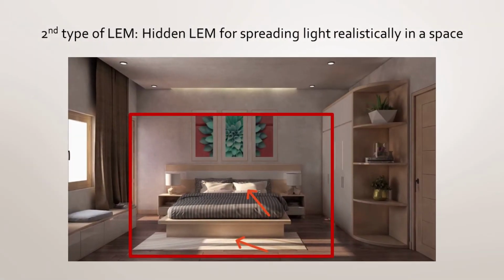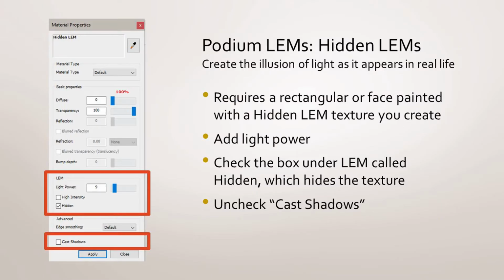The second type of LEM is a hidden LEM. They are used to create general wayfinding light or to light up the space as any general lighting would. This requires a rectangular or square face painted with a hidden LEM texture you create that is approximately 3/4 the size of the space. It is called a hidden LEM because you check the box under LEM called hidden, which hides the texture. We are creating the illusion of light as it appears in real life without having to place a bunch of Omni lights around the space.